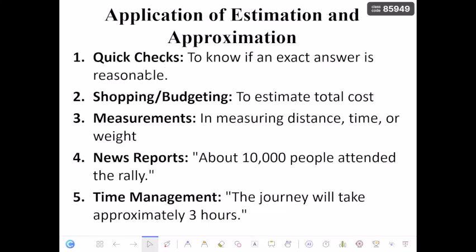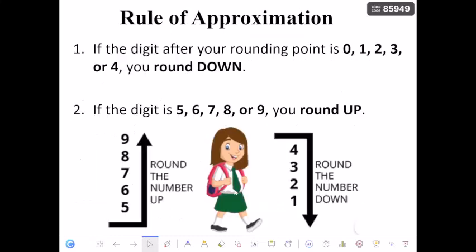Now you can do estimate in shopping or budgeting. You can do estimate in measurement when you are measuring length, distance, time, or weight. You can do estimate in news report. For example, we say about 10,000 people attended the rally. This is a good estimate you can also do on the number of people that participated in a particular event. You can also do estimation in time. For example, how long does it take for you to move from the school to your house? So these are good examples.